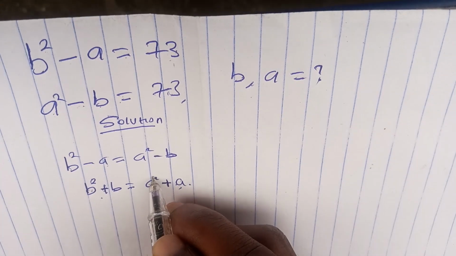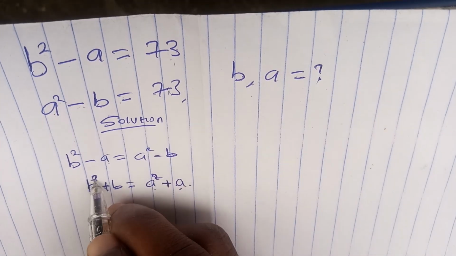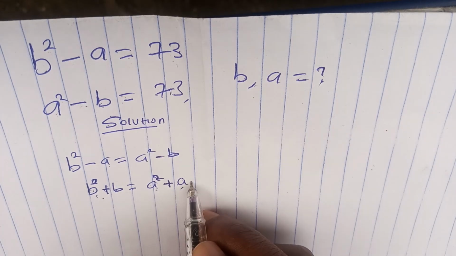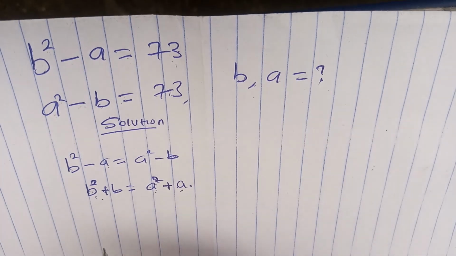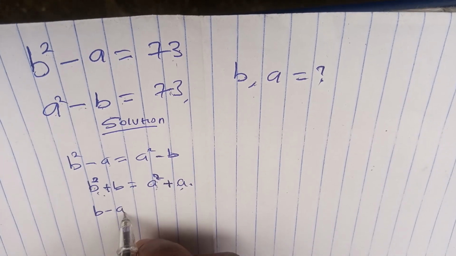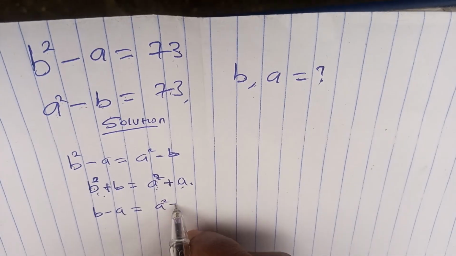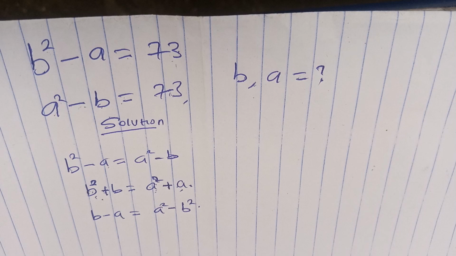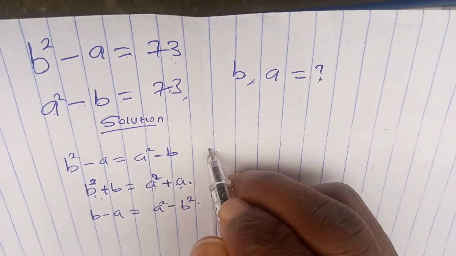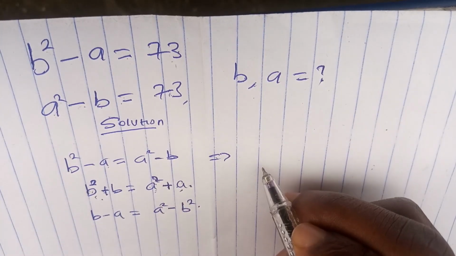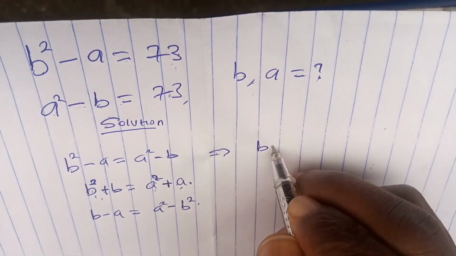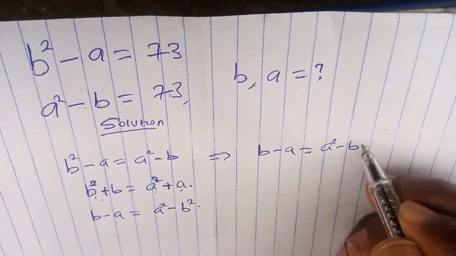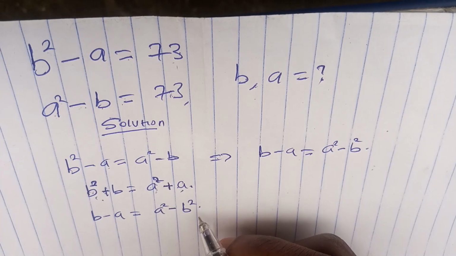Now we have squares, right? So let's put the square values on one side and the values without squares on the other side. We can write this as b − a = a² − b², which is now a new problem.